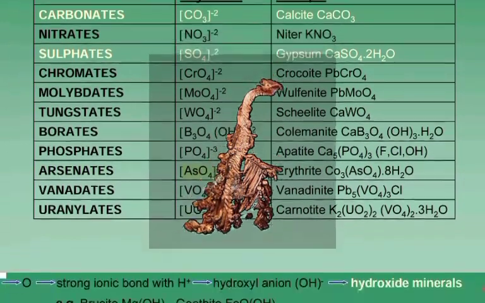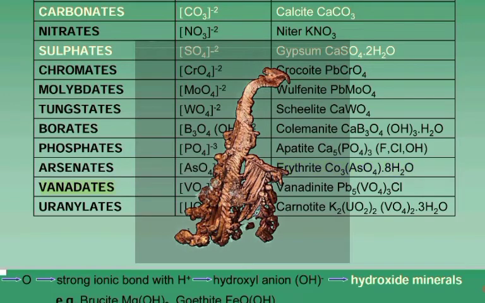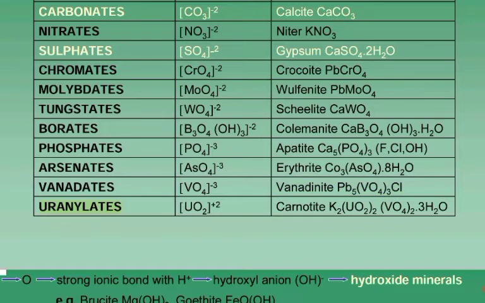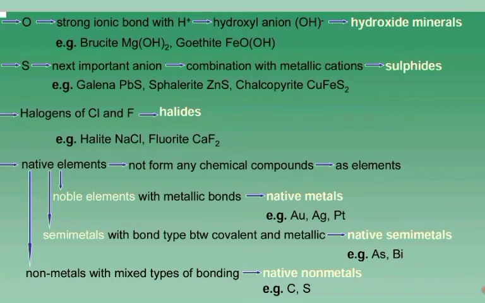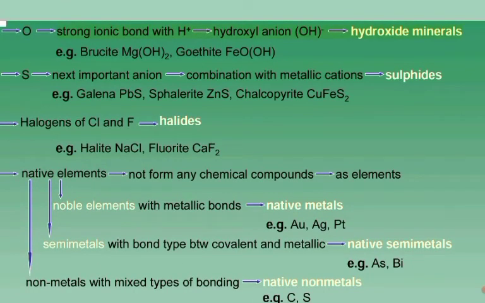Arsenates, AsO4 3-, erythrite Co3(AsO4)2·8H2O. Vanadates, VO4 3-, vanadinite Pb5(VO4)3Cl. Uranylates, UO2 2+, carnotite K2(UO2)2(VO4)2·3H2O. Oxyanion minerals have close packing of O2- with small interstitial cations, depending on the type of interstitial cations. Hydroxide minerals have a strong ionic bond with H+, forming the hydroxyl anion OH-, e.g. brucite Mg(OH)2, goethite FeO(OH).